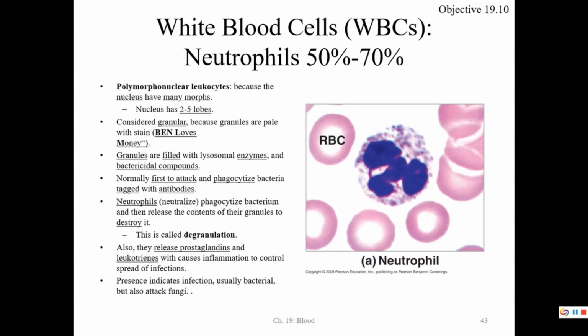Neutrophils neutralize bacteria by phagocytizing them. They release their granules and destroy them. This is called degranulation. Degranulation is when a cell releases its contents. It releases its vesicles, and since they're called granules, we call this degranulation. Now, they can release prostaglandins and leukotrienes, involved in pain and inflammation. This controls the spread of infections. High levels usually indicate a bacterial infection, but may also indicate fungal infections.